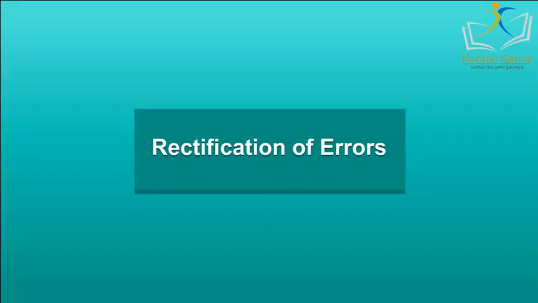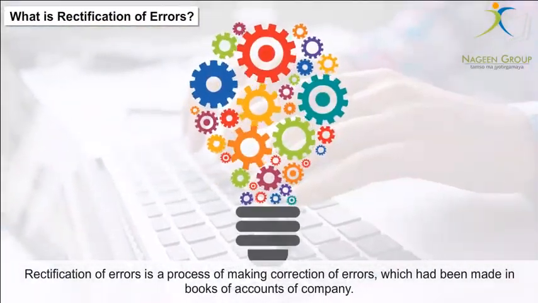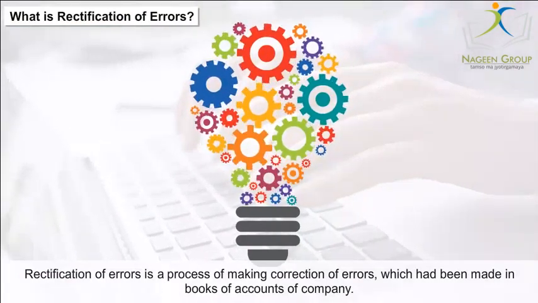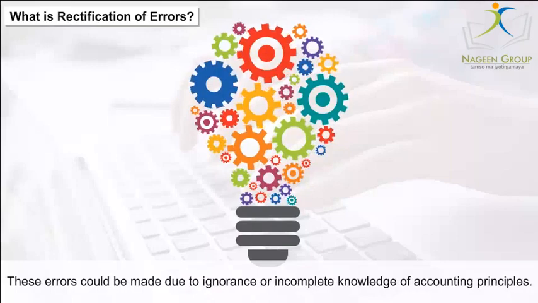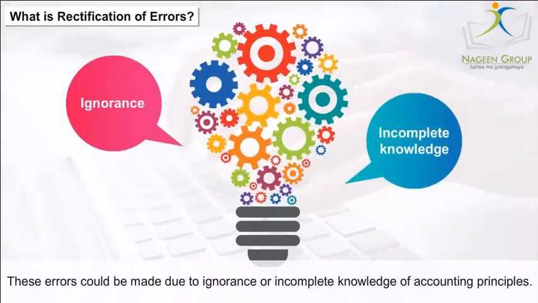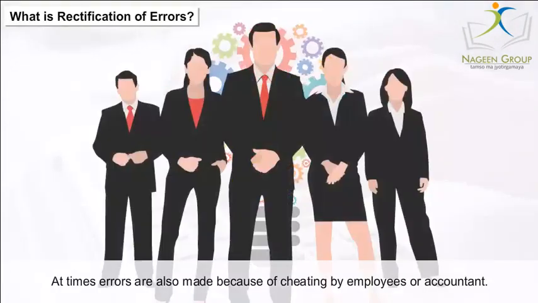Rectification of errors. Rectification of errors is a process of making correction of errors which had been made in the books of accounts of company. These errors could be made due to ignorance or incomplete knowledge of accounting principles. At times, errors are also made because of cheating by employees or accountant.